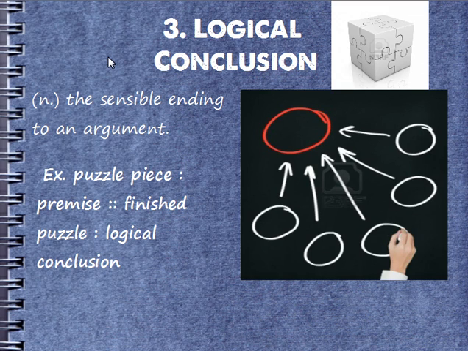Here is your definition. Here is your example. Instead of giving an example sentence, we're going to use an analogy this time. Puzzle piece is to, remember the colon is read as is to, puzzle piece is to premise, like finished puzzle is to logical conclusion. So if a premise is a single puzzle piece, and you put all those puzzle pieces together, you end up with a finished puzzle. And that's a logical conclusion because it makes sense and it fits. Pause the video to finish your vocabulary and play again when you're ready.